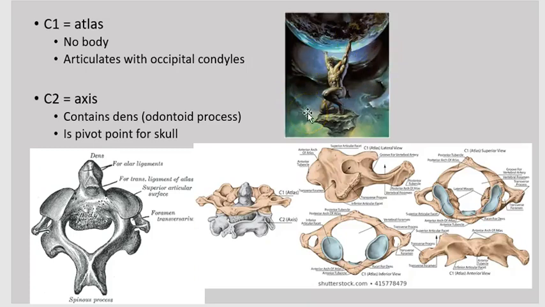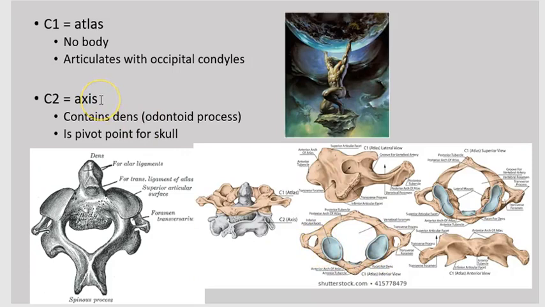If you know anything about Greek mythology, Atlas is the titan that is forced to hold up the world. Your Atlas is also forced to hold up your world. Without it, you don't have a head. Without a head, you don't exist. So C1 is Atlas. If you look at it right here, it does not have a body. I mean, it is mythical, right? So it shouldn't have a body. So it doesn't have a body, and it articulates with the occipital condyles right here.